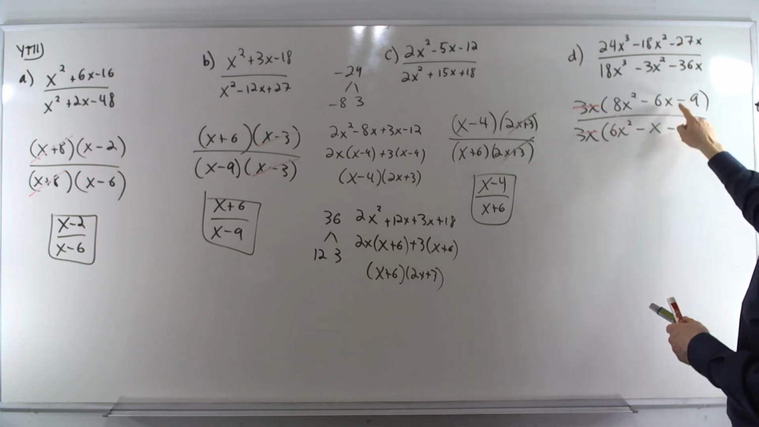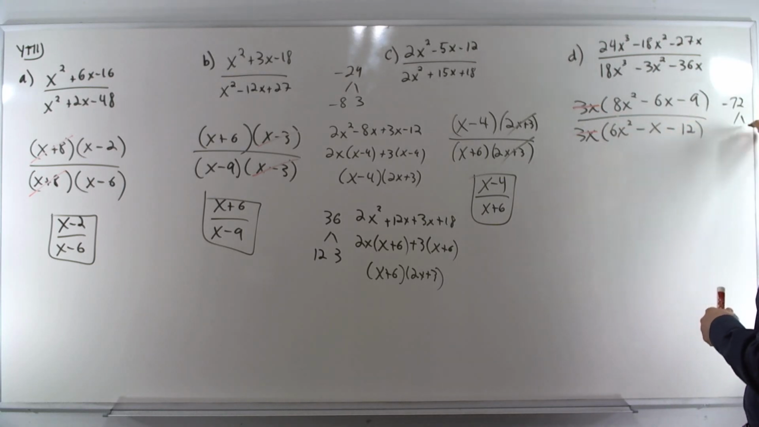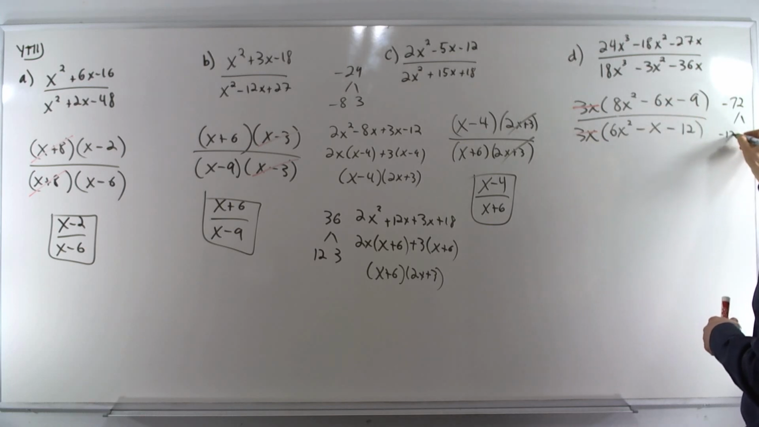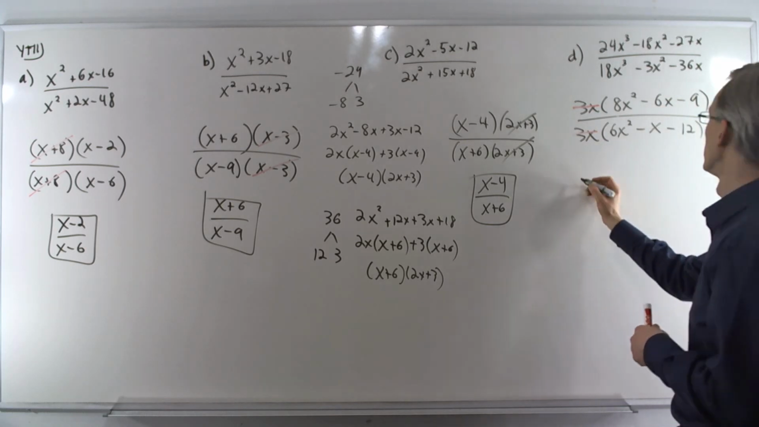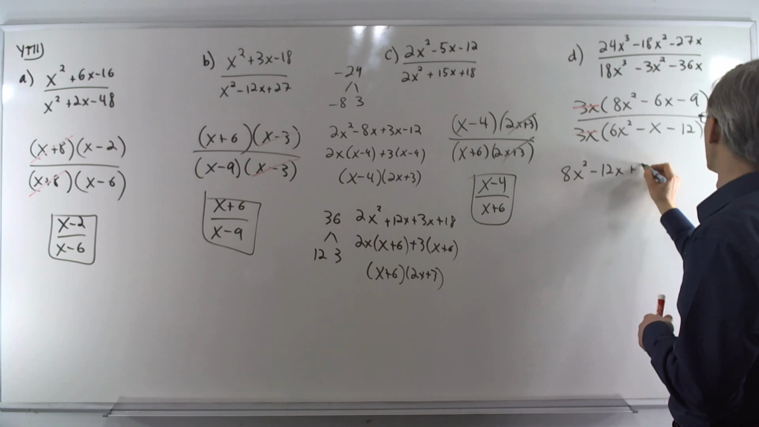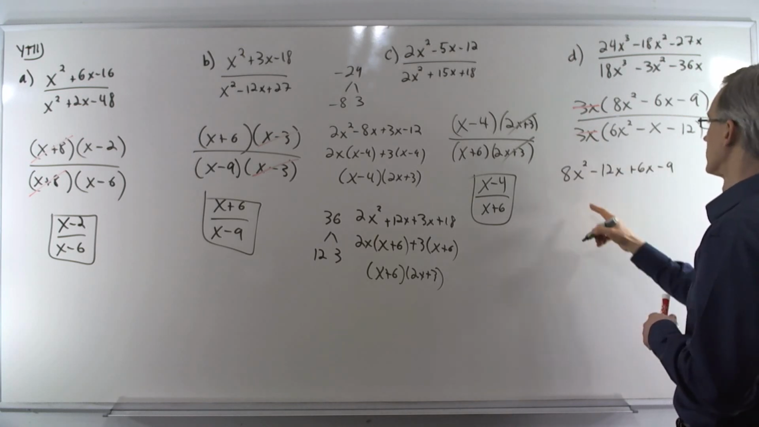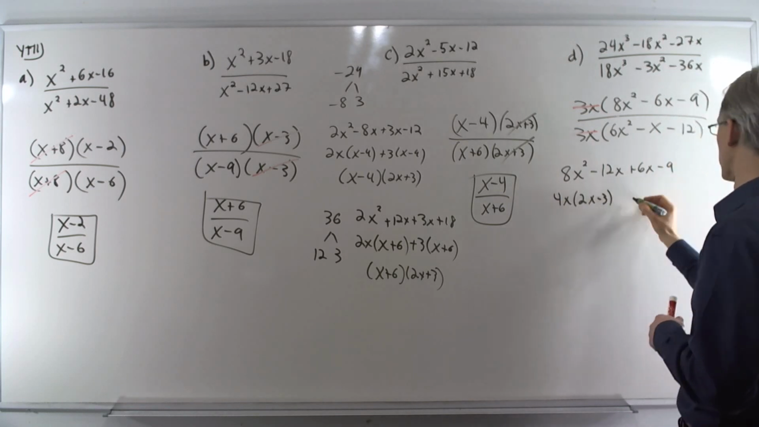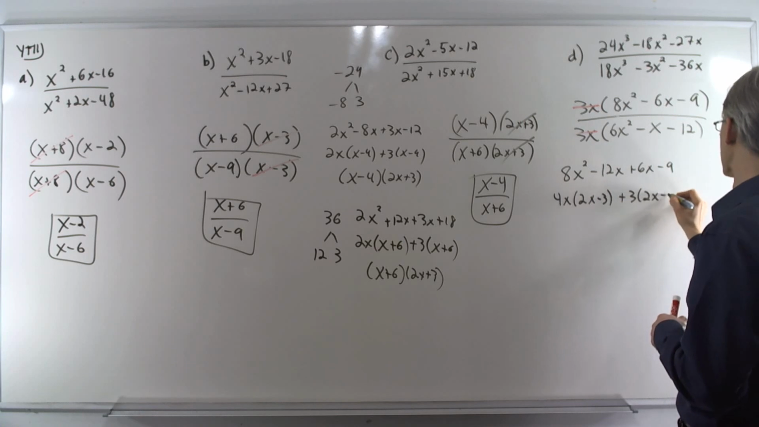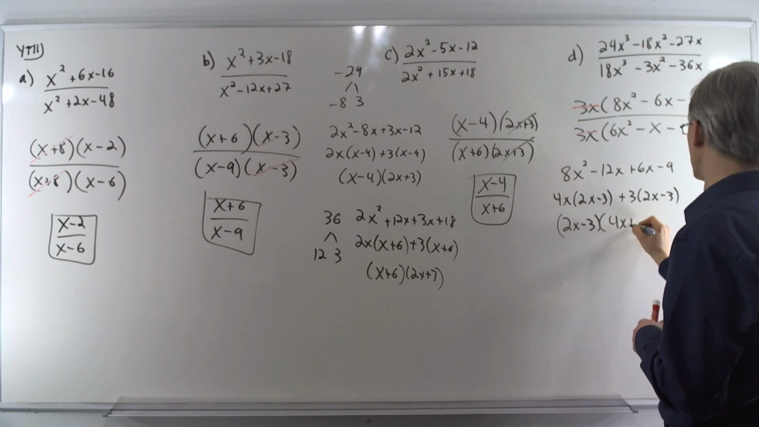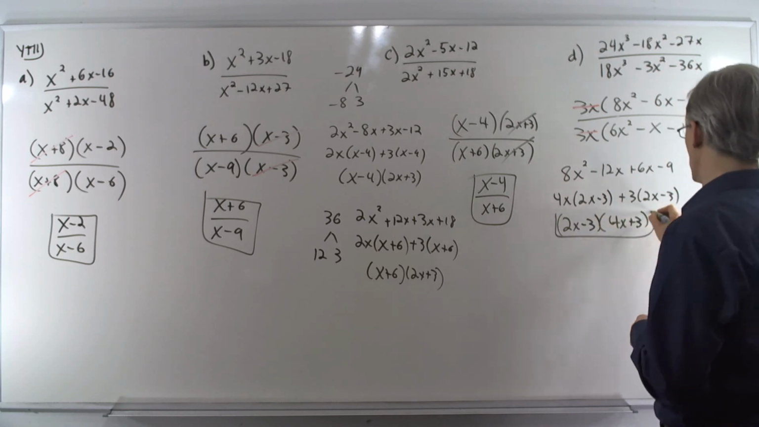All right, top one. 8 times negative 9 is negative 72. We need two numbers to multiply to get negative 72 and add to get negative 6. So that's going to be negative 12 and positive 6. So let's factor by grouping here. 8x squared minus 12x plus 6x minus 9. So out of the first two, I can factor out 4x and get 2x minus 3. And out of the second two, I can factor out 3 and get 2x minus 3. So this is 2x minus 3 times 4x plus 3. All right, there's the top one.